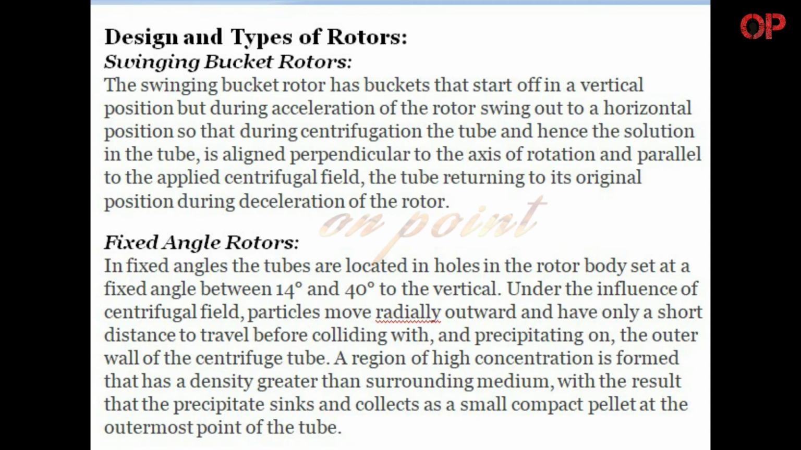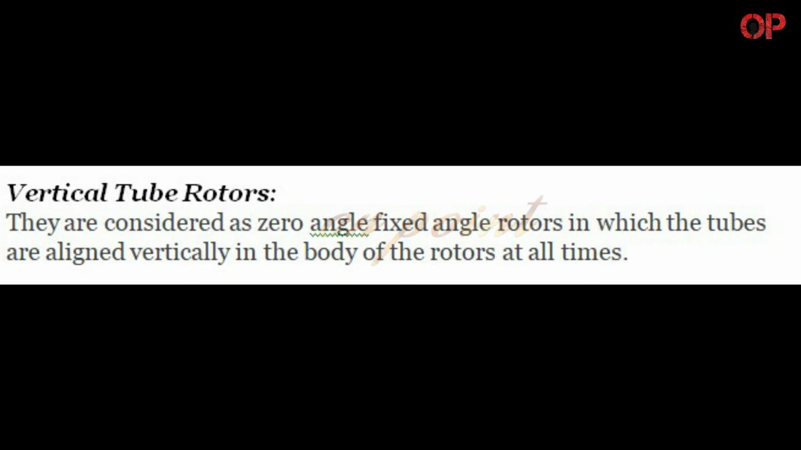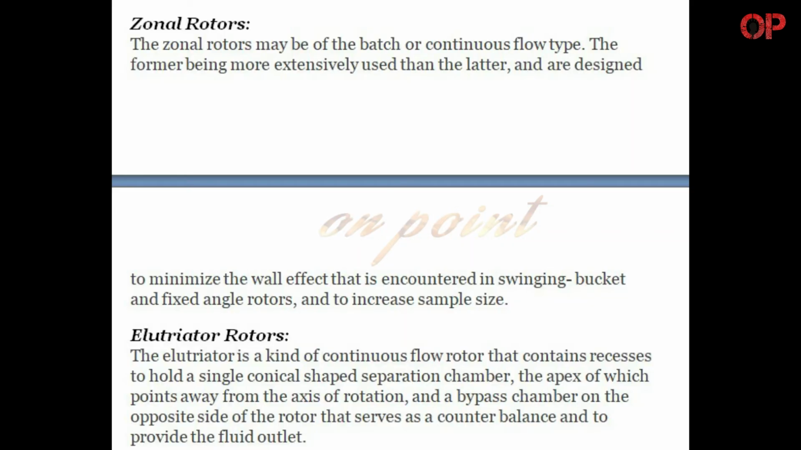A region of high concentration is formed, that has a density greater than surrounding medium, with the result that the precipitate sinks, and collects as a small compact pellet, at the outermost point of the tube. Vertical tube rotors. They are considered as zero-angle fixed-angle rotors, in which the tubes are aligned vertically, in the body of the rotors at all times.